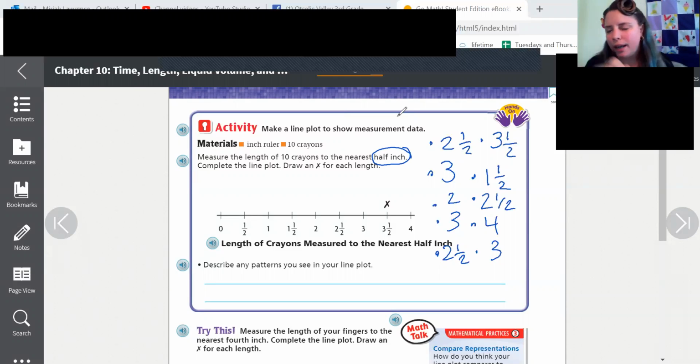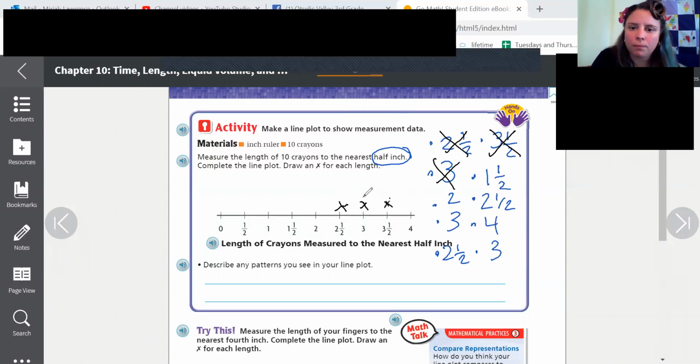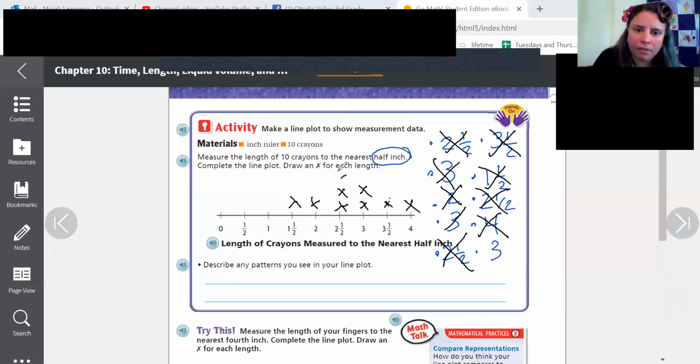So I'm gonna change color so I can X out my numbers as I go. So my first one is 2 1/2. That's there, so I'm gonna put an X there. Then I have 3. Hey, look, there's already an X there. And then I have 3. Then I have 1 1/2. Then I have 2. Then I have 2 1/2. And I have 3 again. And 4. Another 2 1/2. And another 3.